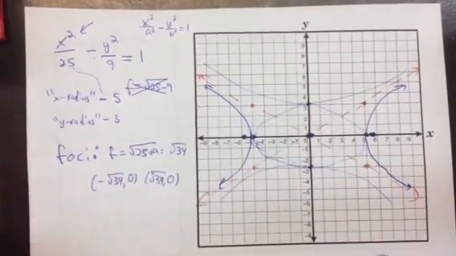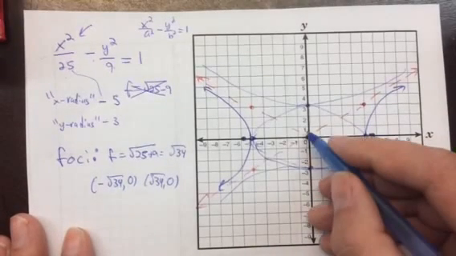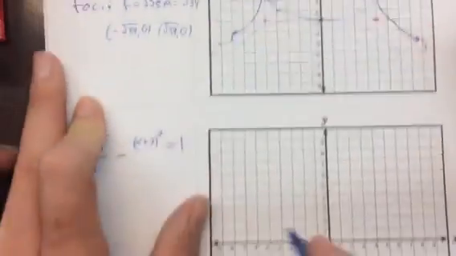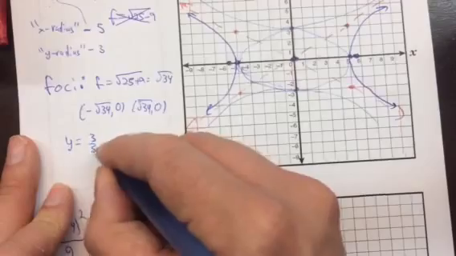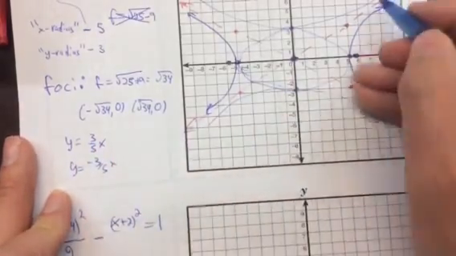Okay, I think that's good for now. We could do the equations of the asymptotes. The rise is 3, the run is 5, and so the equation is y equals 3/5 x, and y equals negative 3/5 x. Those are the equations of these linear functions here.